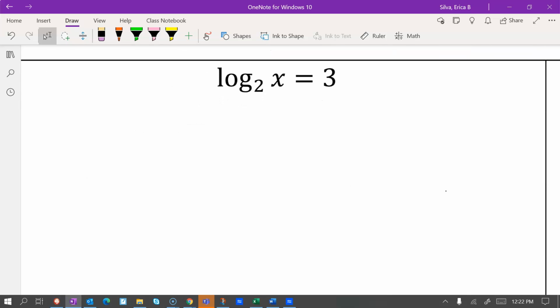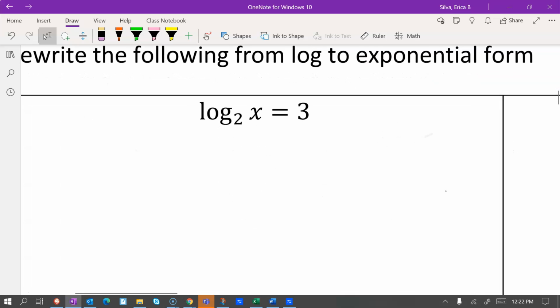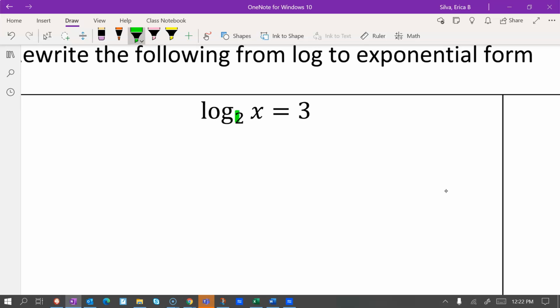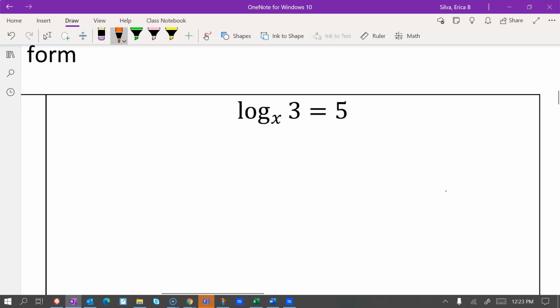We have log base 2 of x is equal to 3, and we're going to be rewriting it from log to exponential form. We start with our base, we identify where our base is, and now we're going to circle around this way. My exponent is the output, and it's equal to this number here, which is x. So log base 2 of x equals 3 in exponential form is 2 to the third power equals x. Let's move on to the next one.